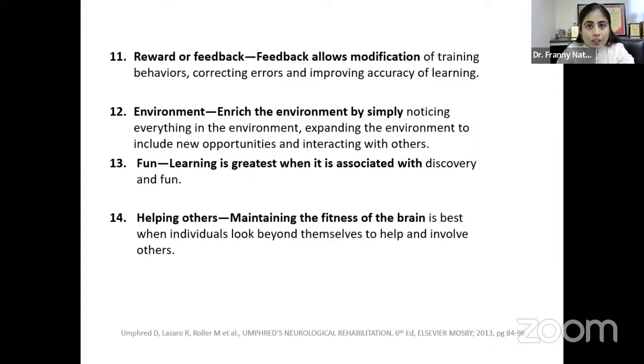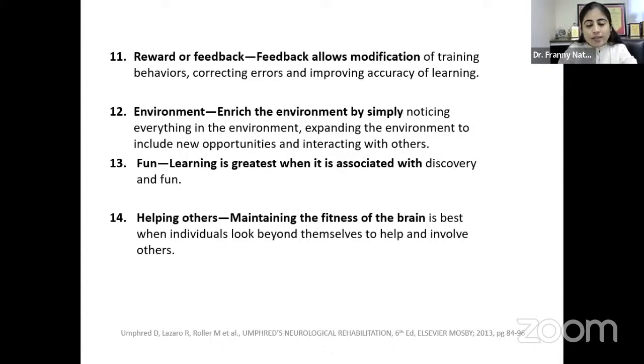These activities actually help the subjects to do more. So again, we talk about helping others. Maintaining the fitness of the brain is best when individuals look beyond themselves to help and involve others. That can be best fitted in group therapies. When the person tries to look beyond himself and tries to help others, or cooperatively perform some exercise with other people, that helps the neuroplastic changes to occur better.